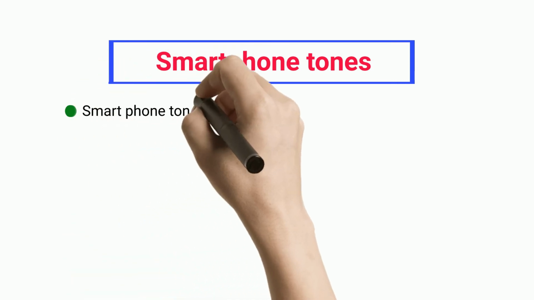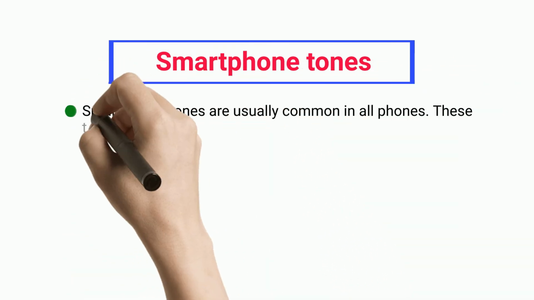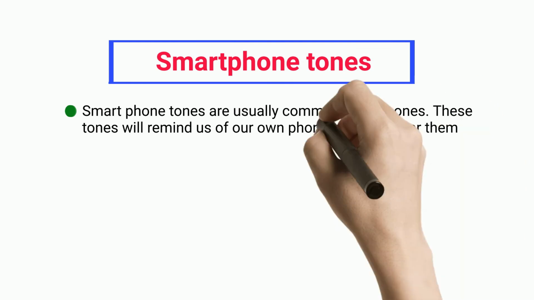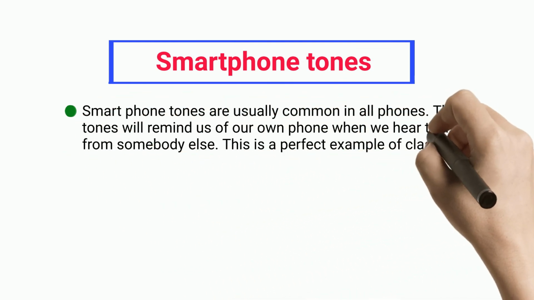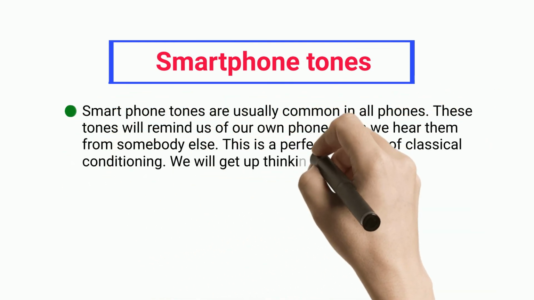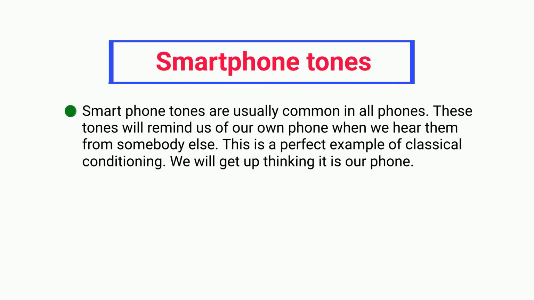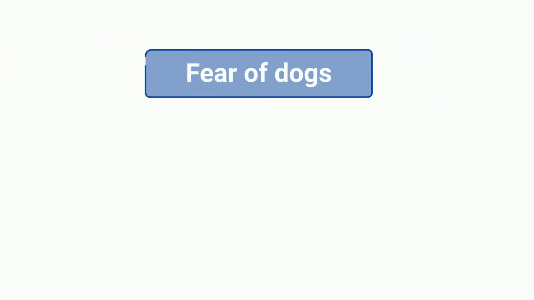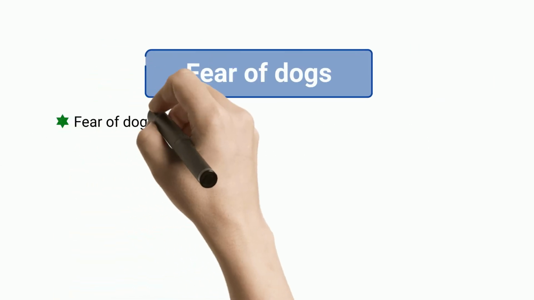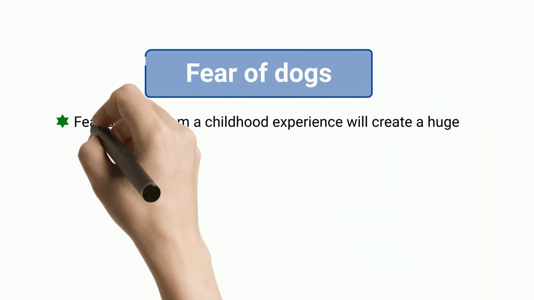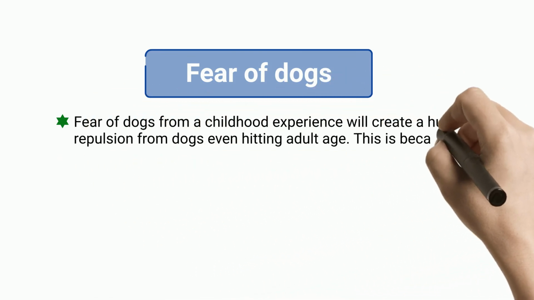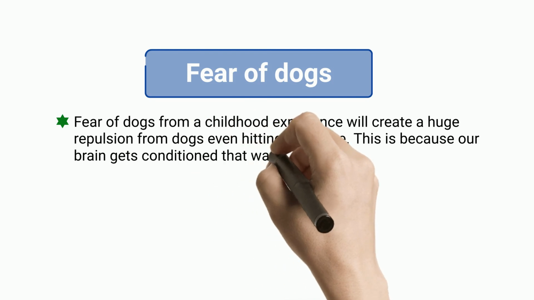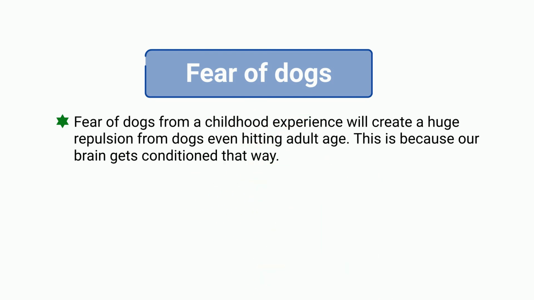Smartphone tones. Smartphone tones are usually common in all phones. These tones will remind us of our own phone when we hear them from somebody else. This is a perfect example of classical conditioning. We will get up thinking it is our phone. Fear of dogs. Fear of dogs from a childhood experience will create a huge repulsion from dogs even after hitting adult age. This is because our brain gets conditioned that way.